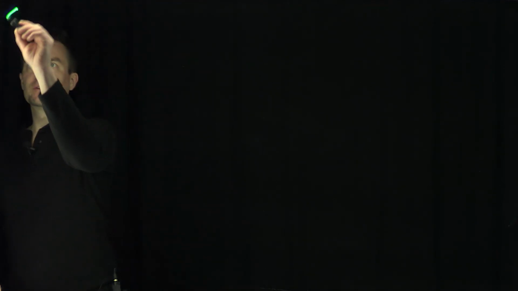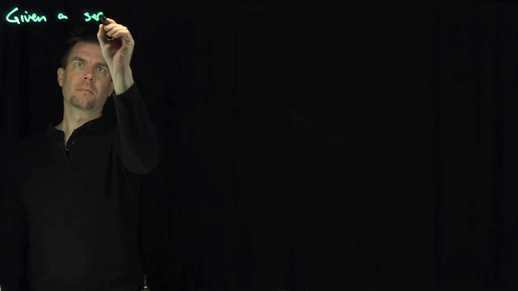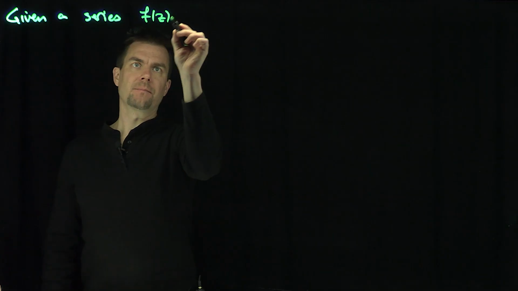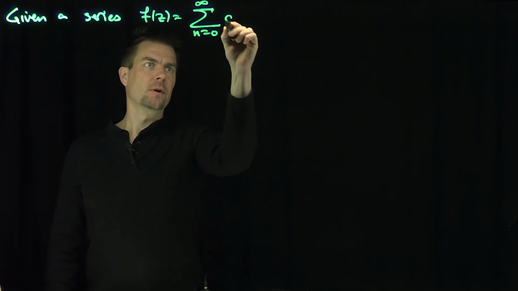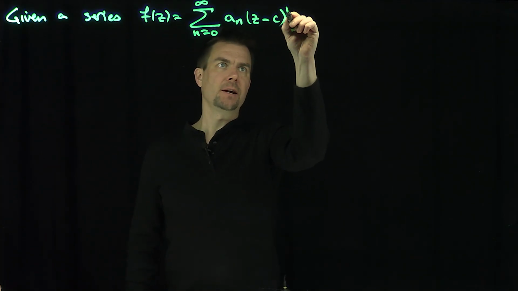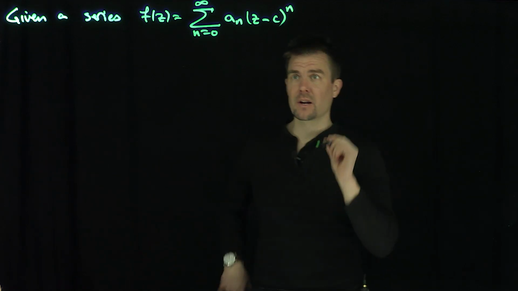Hello students, in this video we'll prove that complex Taylor series define holomorphic functions in their disk of convergence. Let's be given a series that looks like this: f of z is the sum, n goes from 0 to infinity, of some numbers a_n times (z minus a center c) to the power n. So I've defined f via this Taylor series of complex valued numbers, right?